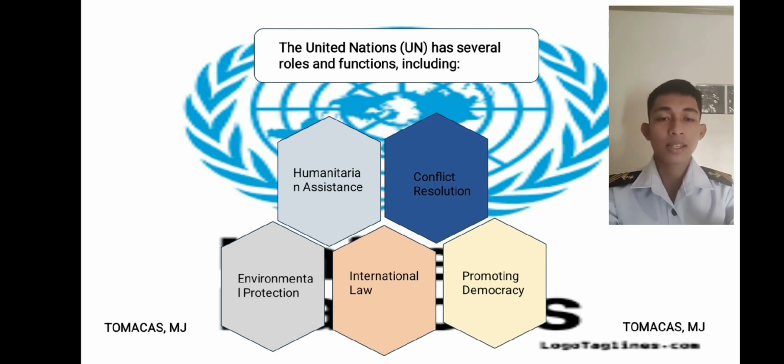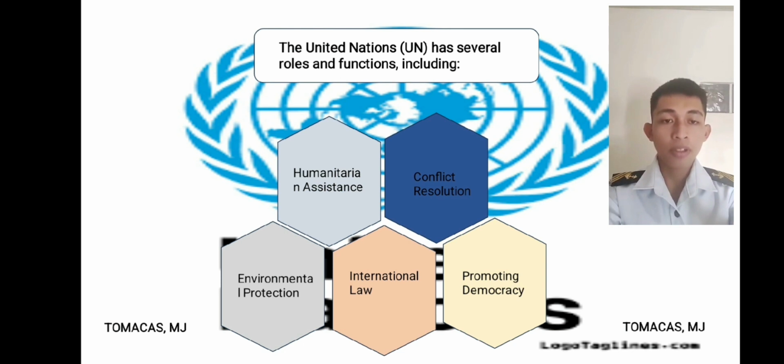humanitarian assistance. The UN provides humanitarian aid to countries and regions affected by natural disasters, armed conflicts, and other emergencies. This assistance includes delivering food, clean water, medical supplies, and shelter to affected populations. The goal is to alleviate suffering and save lives during times of crisis.